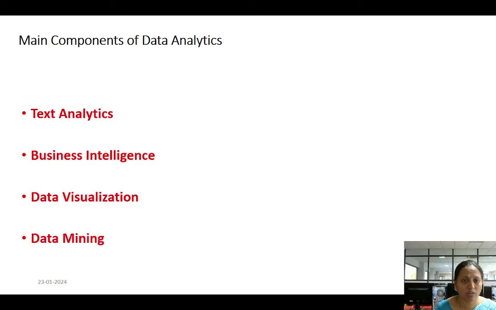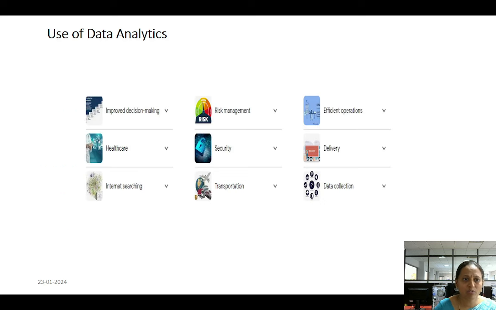The main components we are going to study with data analytics are text analytics, business intelligence, data visualization, and data mining. These are some of the uses of data analytics. It helps us to improve decision making. It also mainly deals with healthcare, internet searching, risk management, security, as well as transportation, efficient operations, delivery, and data collection. So these are the main usefulness of performing data analytics, or operations on data.